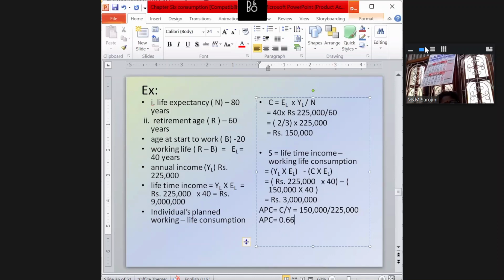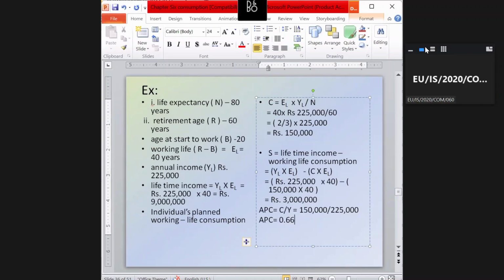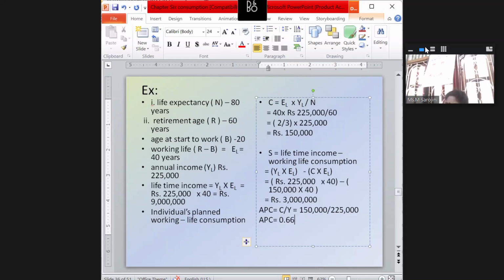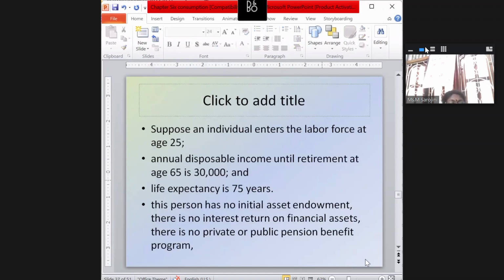Is it correct? 0.66, right? Now, this is the exam. I give you 15 minutes. You have to find the answer for this one, right?